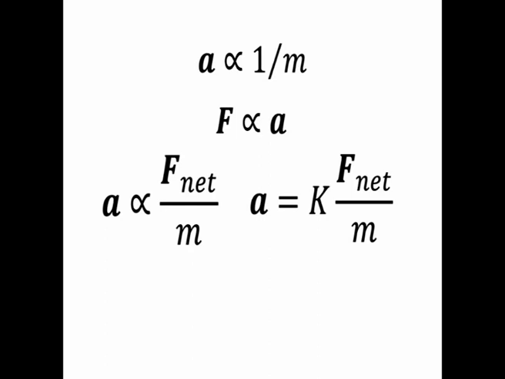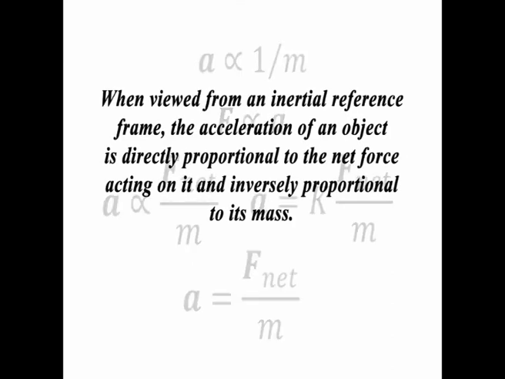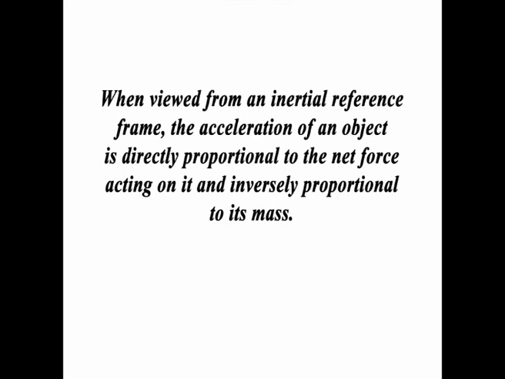Since 1 Newton is defined as the net force required to accelerate a 1 kg object at 1 meter per second square, k is equal to 1. So, the equation can be written as a is equal to F net upon m. This mathematical relationship is Newton's second law. In words, we can state it as: when viewed from an inertial reference frame, the acceleration of an object is directly proportional to the net force acting on it and inversely proportional to its mass.